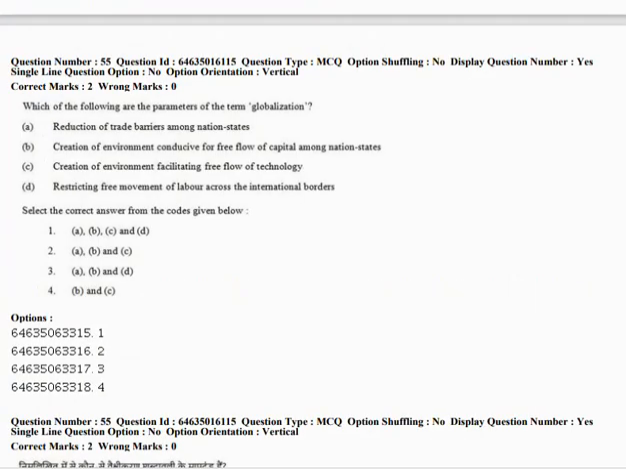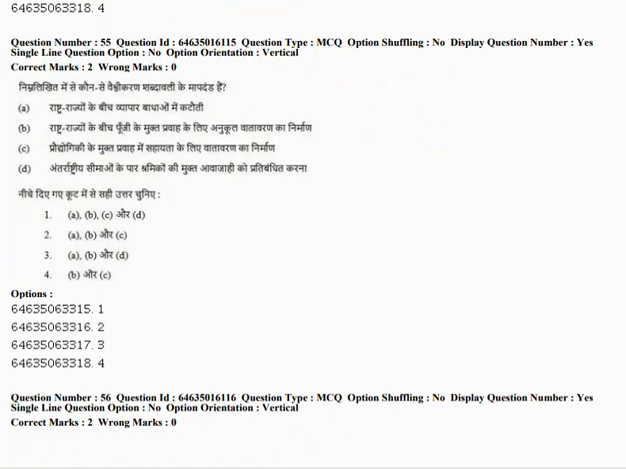55. Which of the following are the parameters of globalization? Reduction of trade barriers among the nation states, सही है. Creation of environment conducive for free flow of capital among the nation states, सही है. Creation of environment facilitating the free flow of technology, ये भी सही है. Restricting the free movement of labor across the international borders, ये गलत है. Means option number 2 is the correct answer. 56.